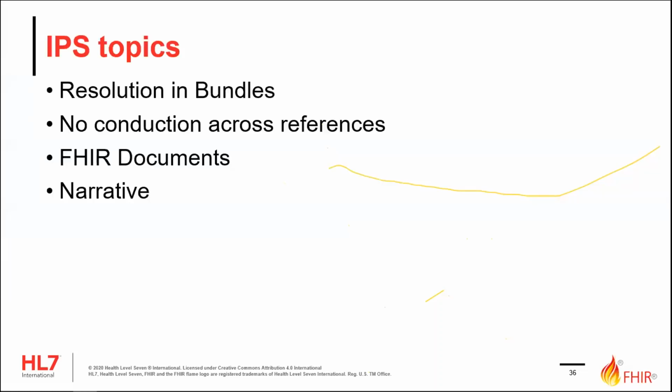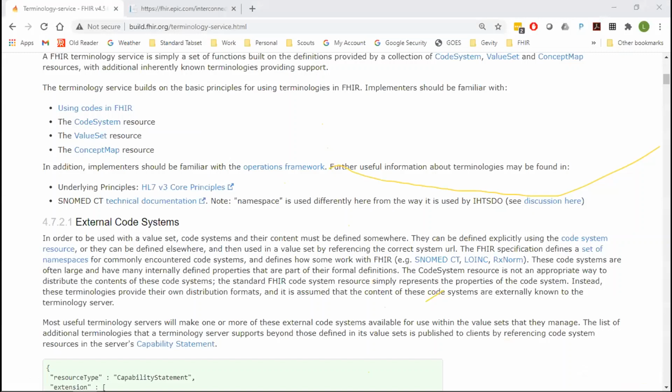And we're going to talk about a few things. One is that International Patient Summary uses FHIR's document approach to sharing information, which means that we're going to be packaging stuff up into bundles. So we'll talk about how that works and what you can and can't do when you package things together. We're going to look at FHIR documents in general, and we're also going to talk about narrative. So let's go find the International Patient Summary.